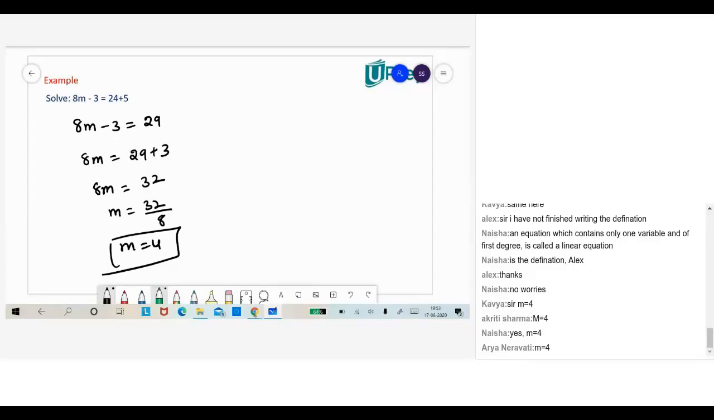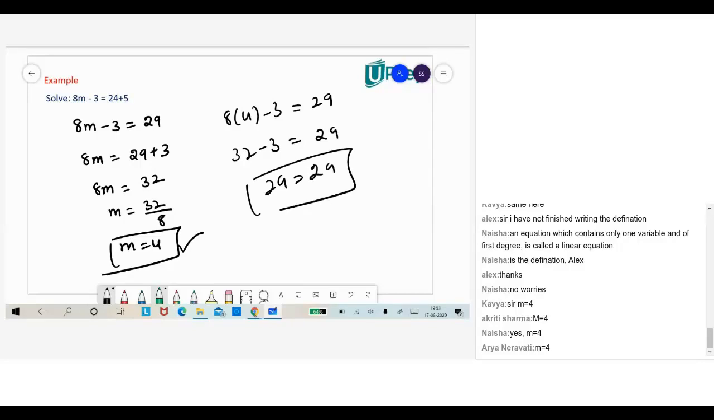Obviously, when you substitute m equal to 4 here, so what is that? 8 into 4 minus 3. 24 plus 5 is 29. 8 fours are 32 minus 3 is equal to 29. Obviously, 29 is equal to 29. So obviously, it will satisfy that equation. So this is called the solution of that equation. Clear? Yes, sir.